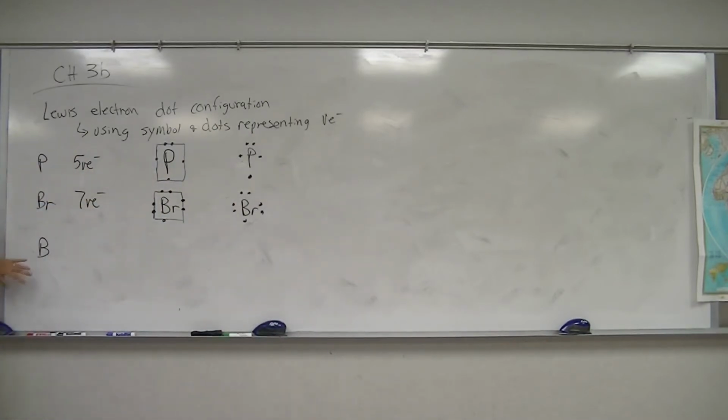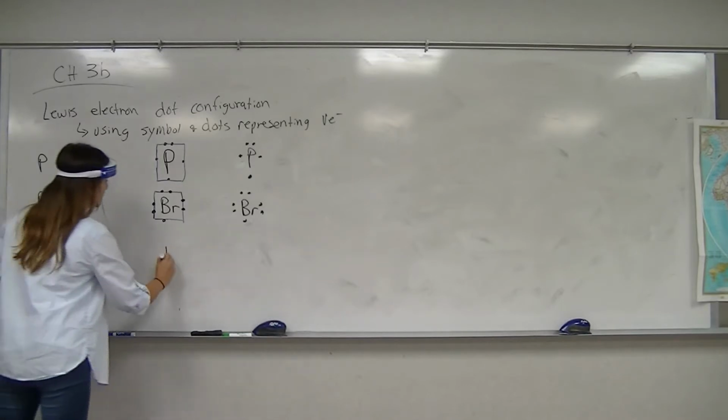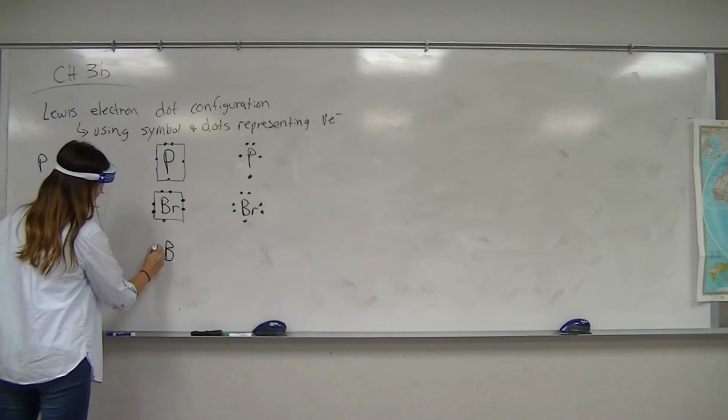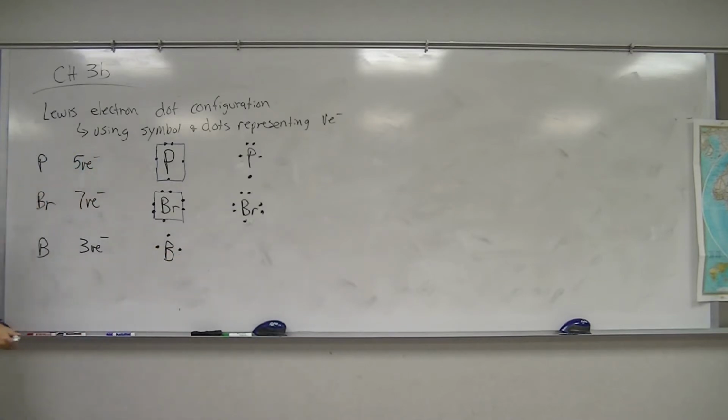But before we do that, let's try one more. Boron has 3. And so when you draw it, boron, you want just one on each side, so you're not pairing any.